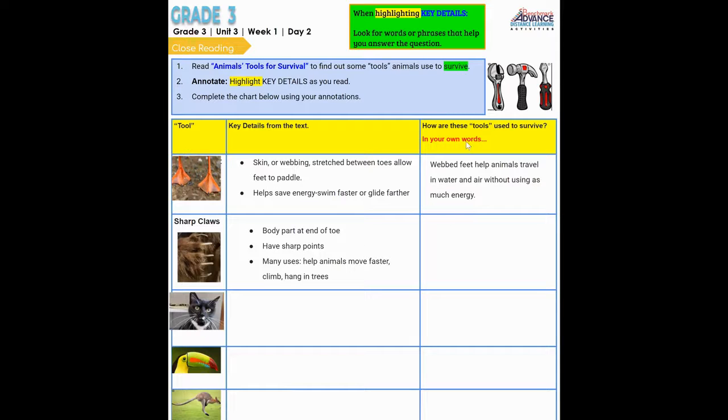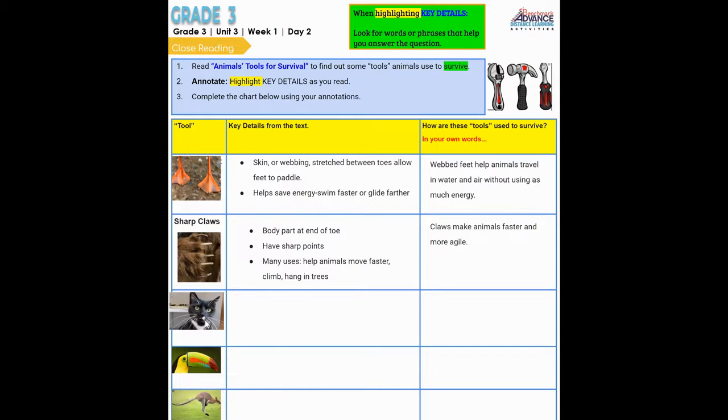Now I need to answer this question in my own words. How are these tools used to survive? So how do animals use sharp claws to survive? And I just put claws make animals faster and more agile. Okay, now it is your turn.